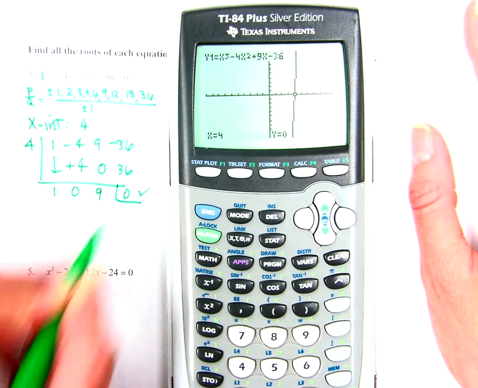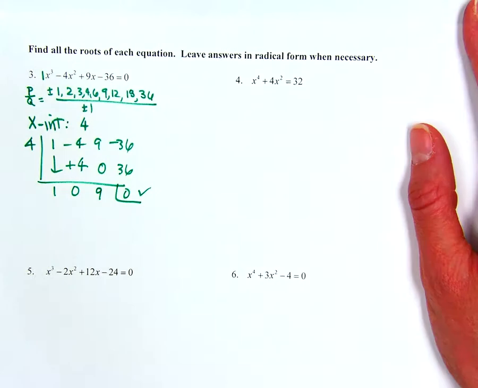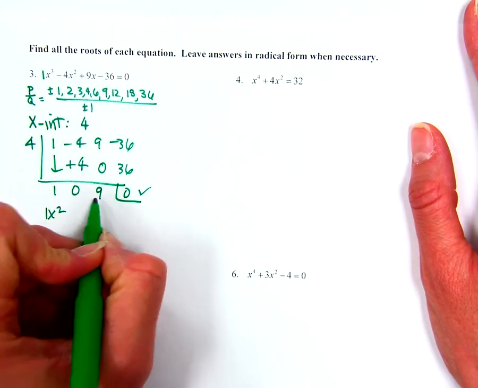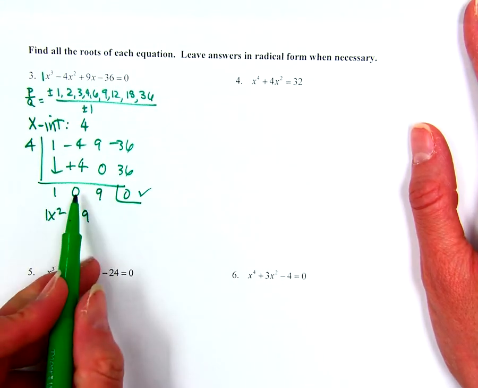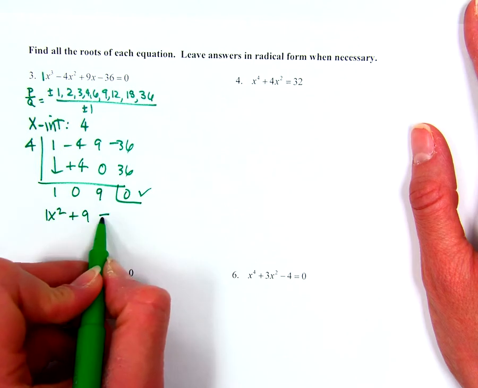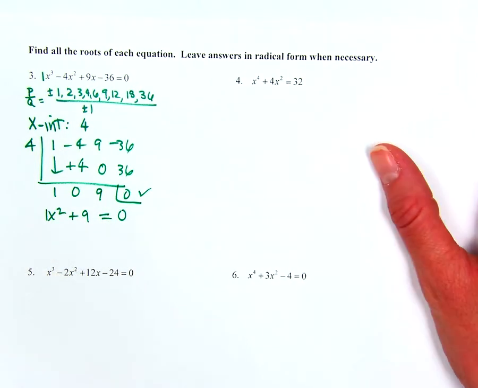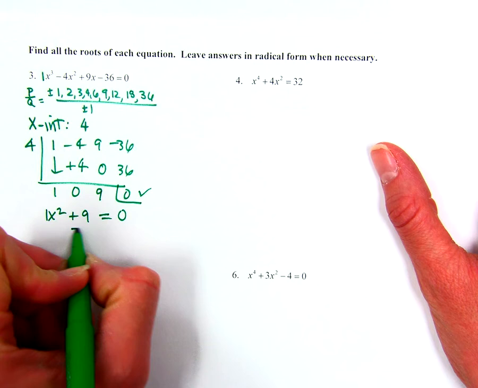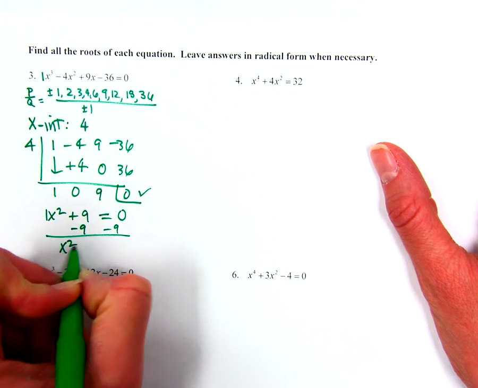Okay, and if 0 is my remainder, that's a good thing. Okay, so now this is 1x squared plus 9. Right, there's no x's. And I can solve this any way I want. So you can solve with, let's do the square root method. So if I subtract 9, I get x squared equals negative 9.